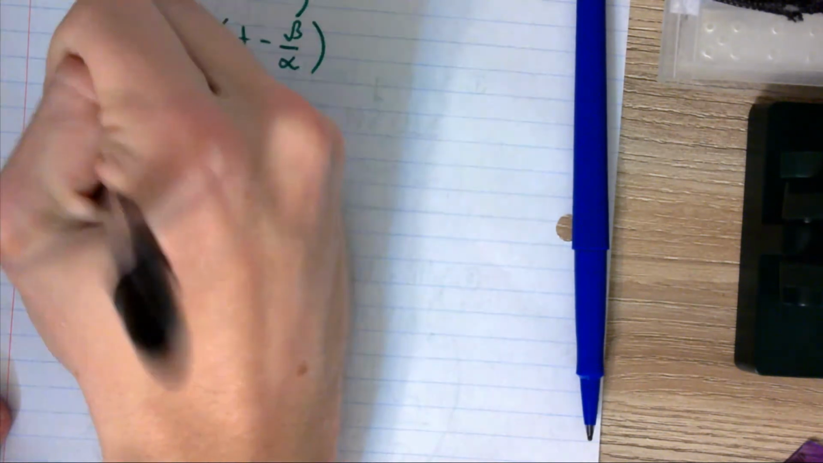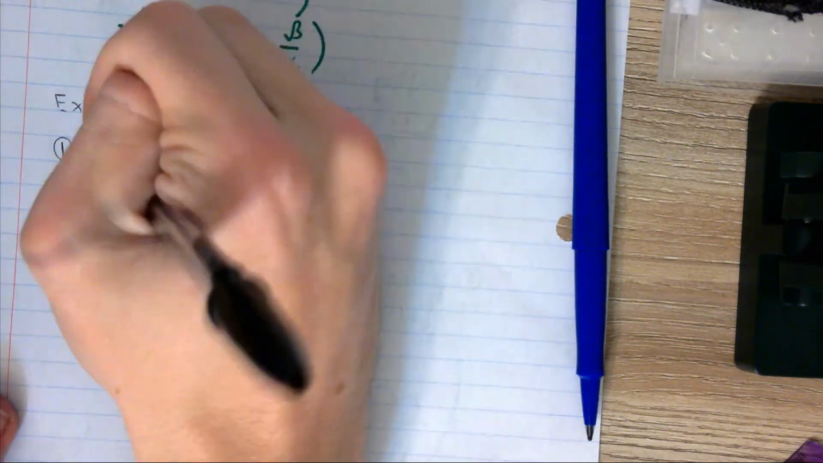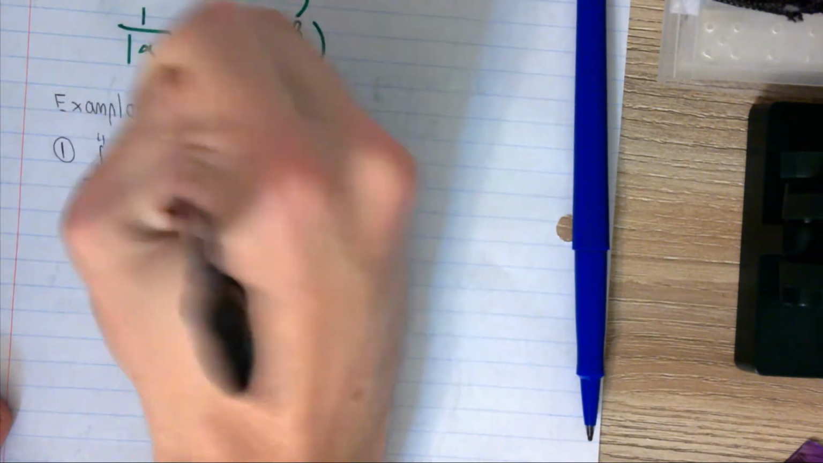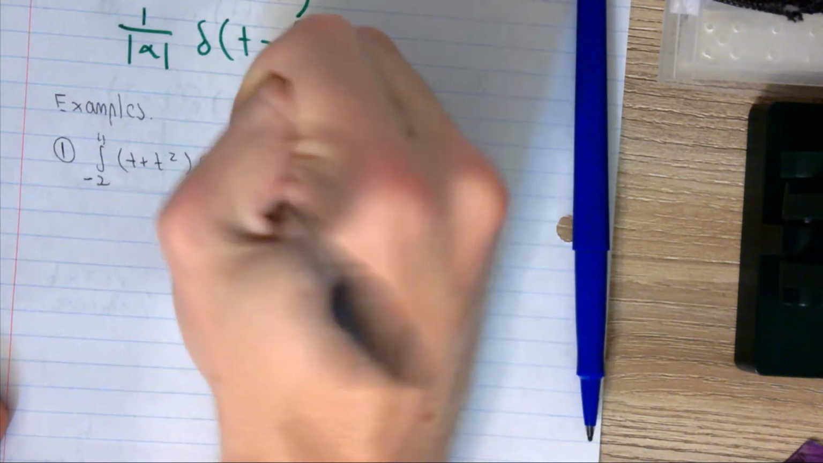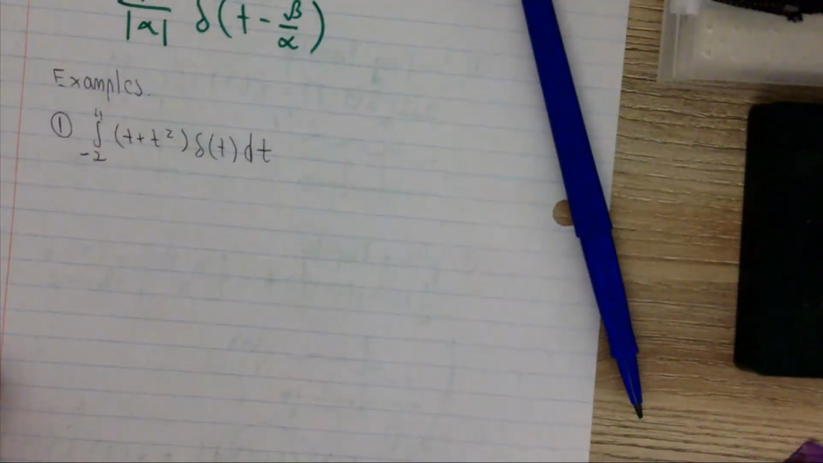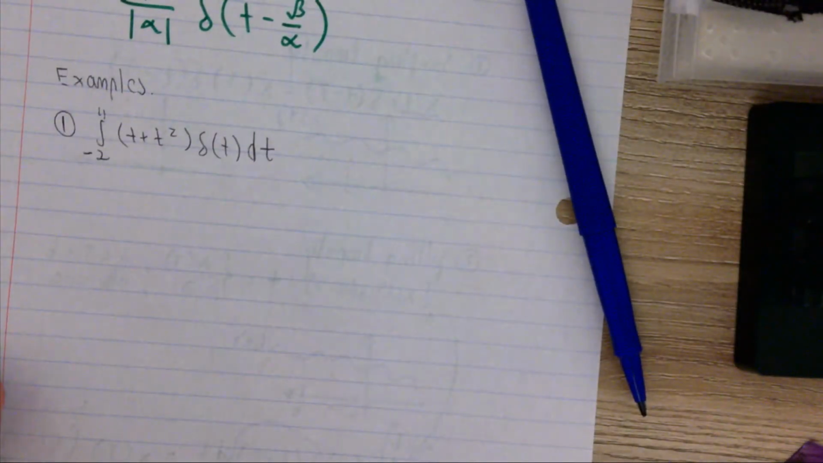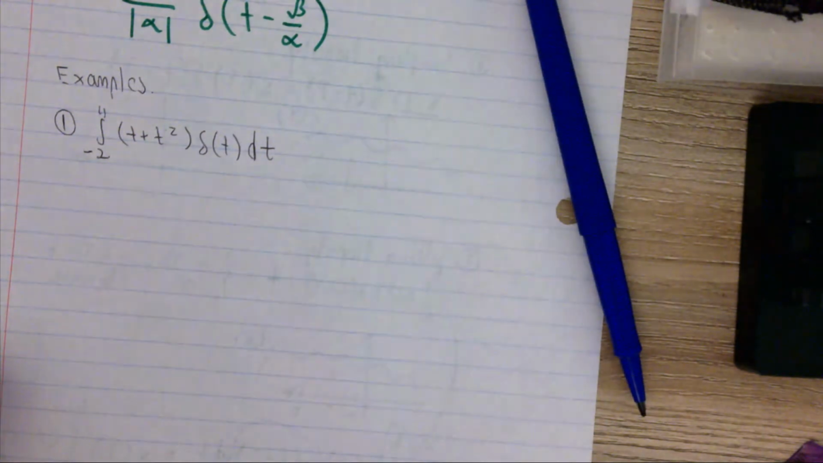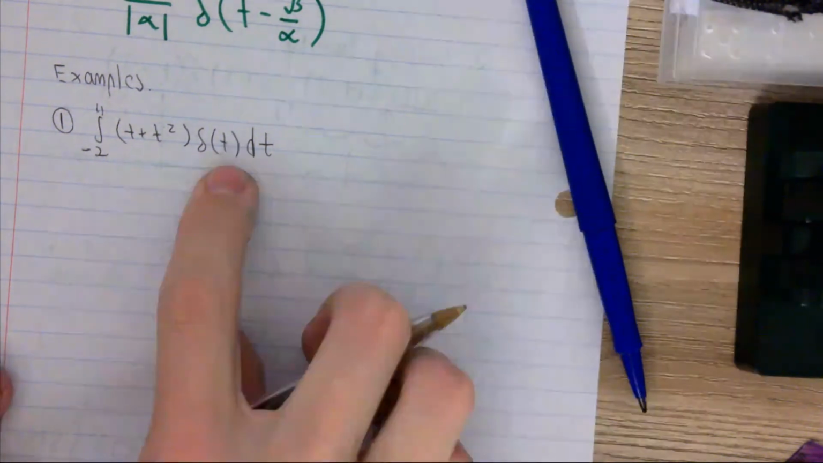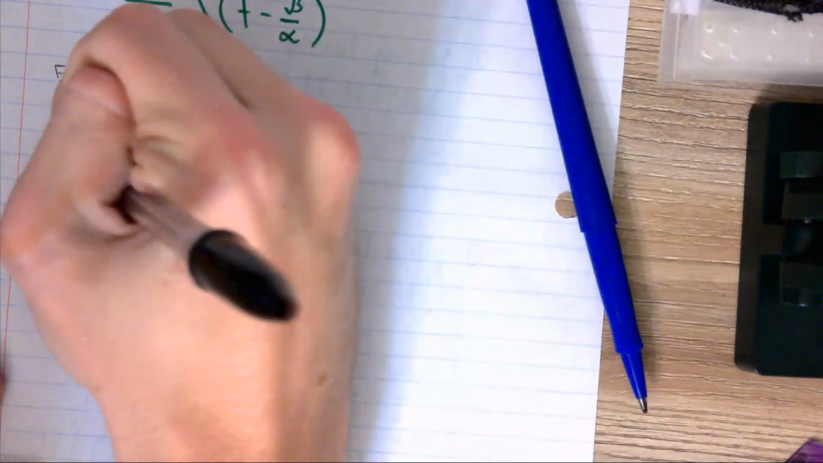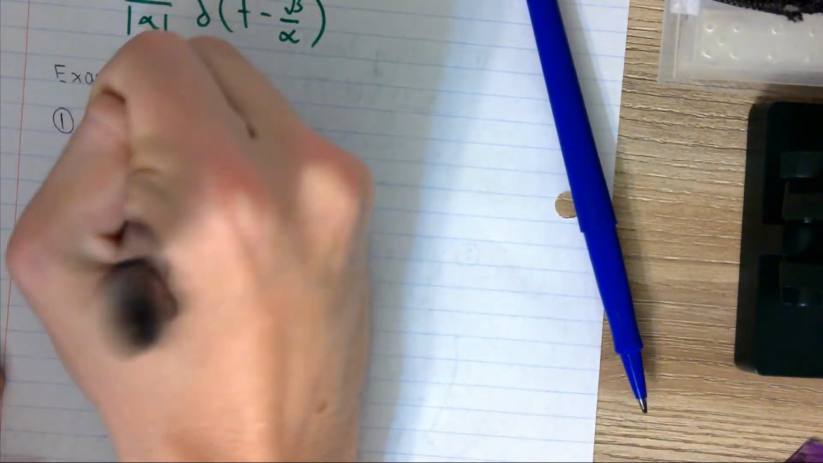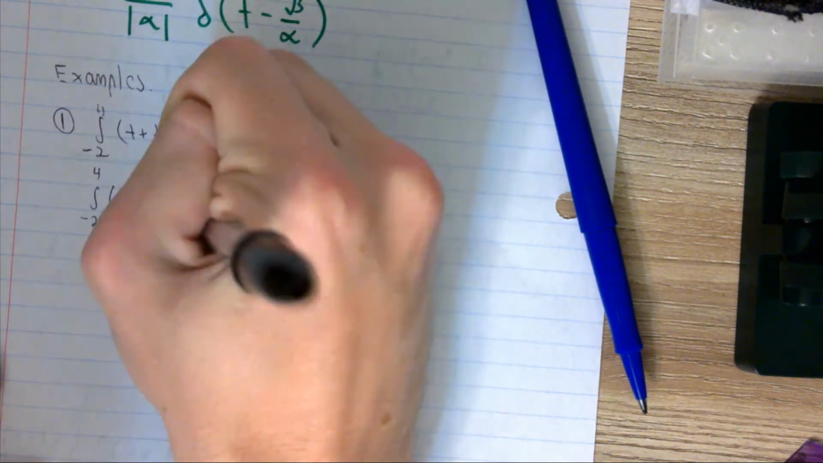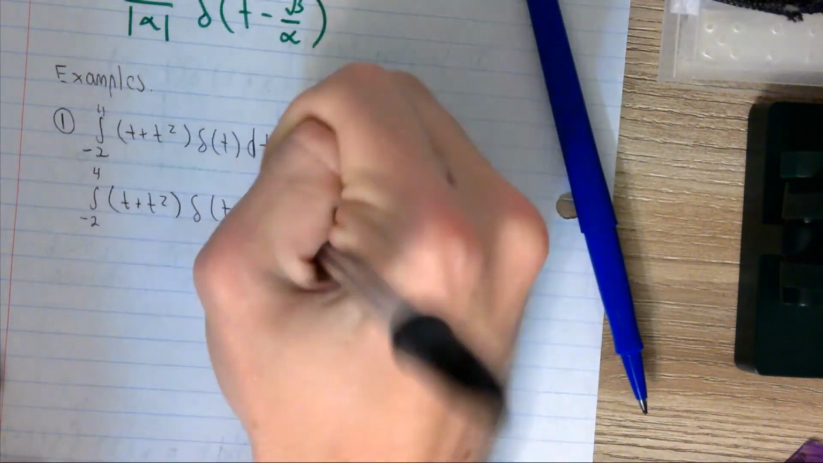The integral from negative 2 to 4 of t plus t squared, times the delta function, dt. When I look at this, you're probably wondering what to do. Well, let's rewrite the delta function: it becomes delta of t minus 0, dt. And this represents our big T.